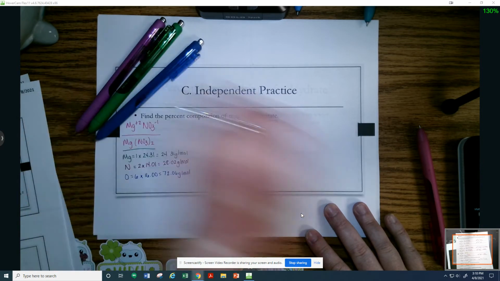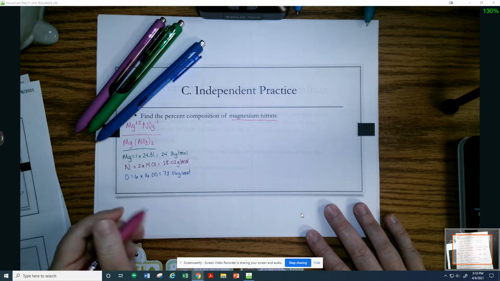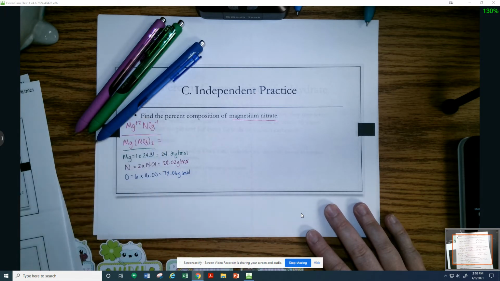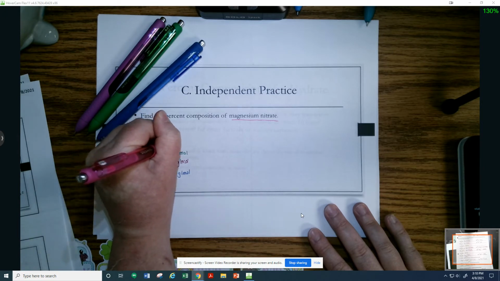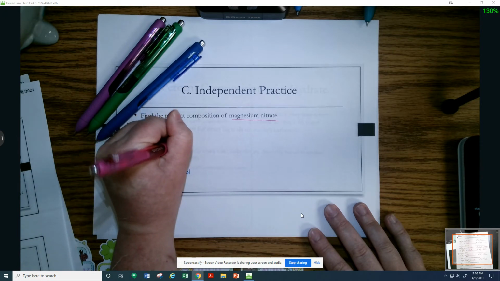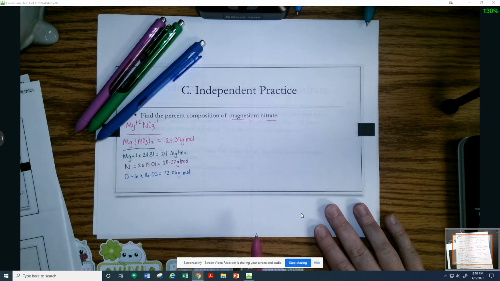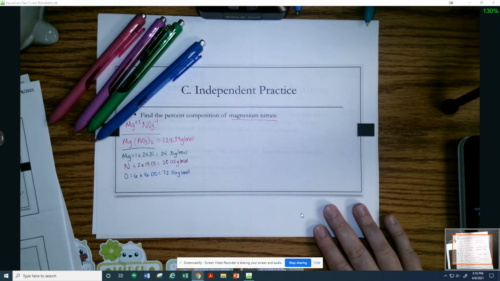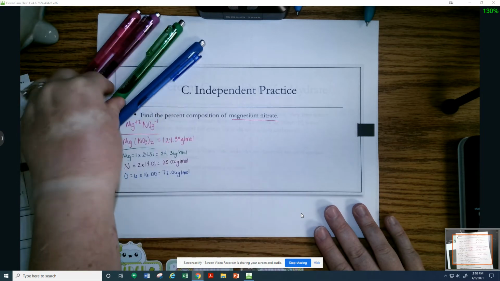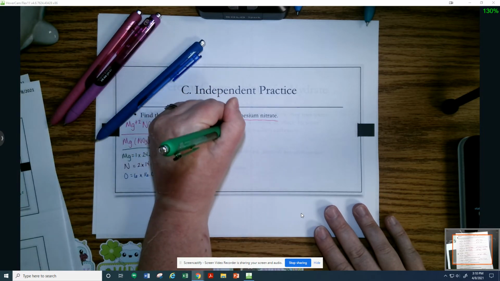So the next thing you need is you need the molar mass of this whole entire compound. You get that by adding these 3 up. So the molar mass of magnesium nitrate is 124.39 grams per mole. And again, I got that by just adding up my 3 individual elements within the compound. So like the last problem, we're on step 4, where we now need to find our individual percentages. So I'm going to start with percent Mg.